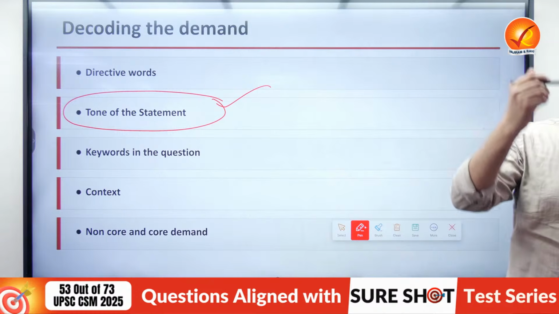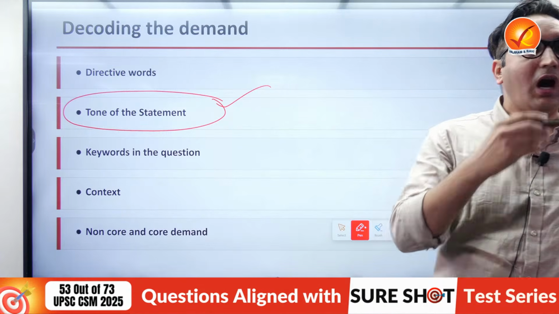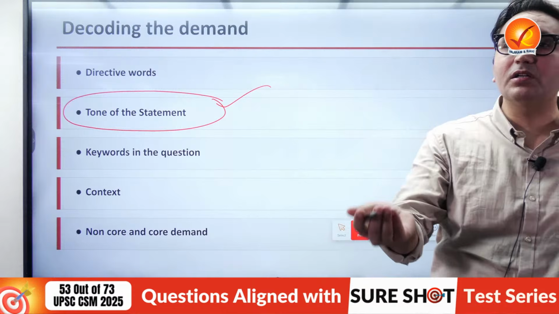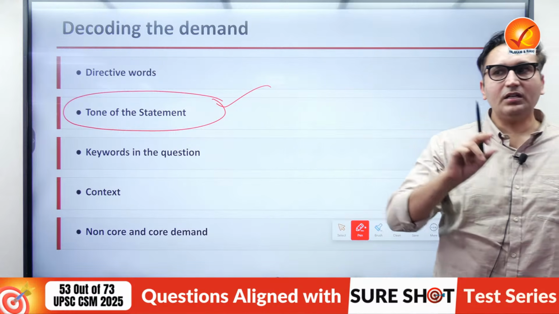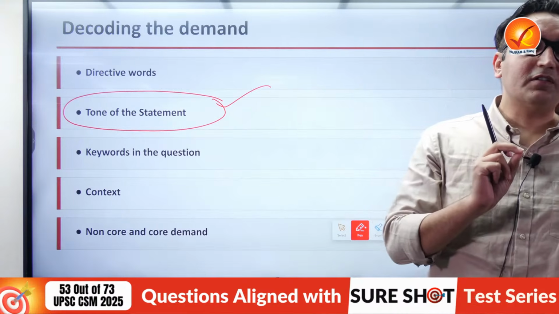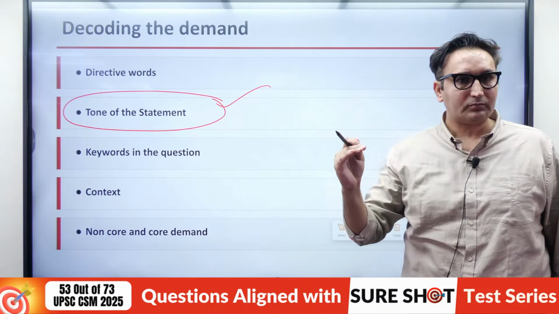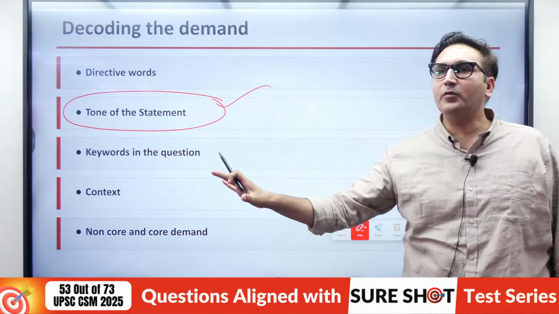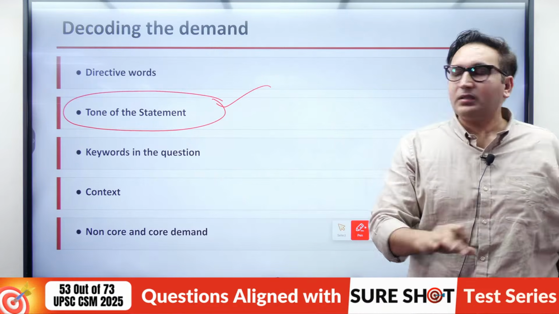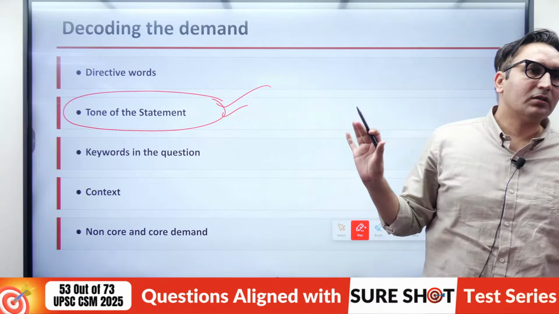Sometimes you will judge which body part I have to discuss, or how I will be writing the introduction, depending upon the tone of the statement, right? And it is very important to understand the tone of the statement. If the tone is slightly negative, slightly pointing towards an issue, you will be writing issues maybe in the introduction or wherever in the body part you deem fit. To decode the real demand, tone of the statement is very, very important, right?